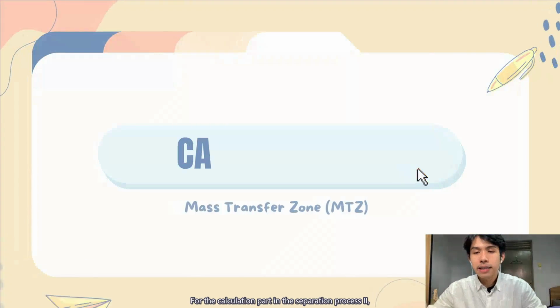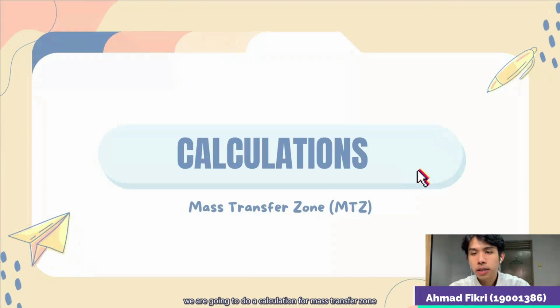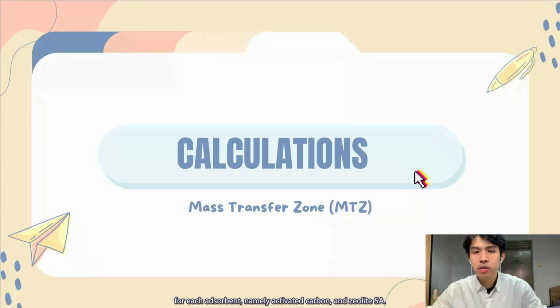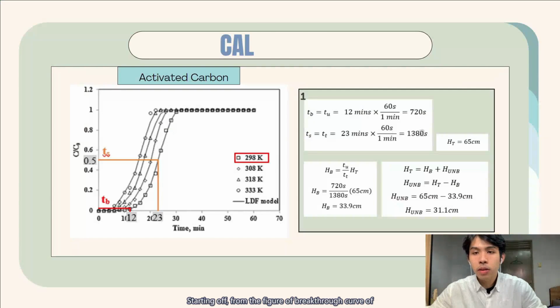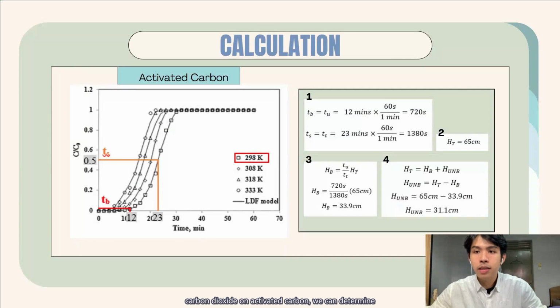For the calculation part in the special process 2, we are going to do a calculation for the mass transfer zone for each adsorbent, namely activated carbon and zeolite 5A. Starting off from the figure of the breakthrough curve of carbon dioxide on activated carbon, we can determine the breakpoint time Tb and the ideal adsorption time Ts by taking the value from the intersection between the breakpoint concentrations of 0.165 and 0.5 with the breakthrough curve.